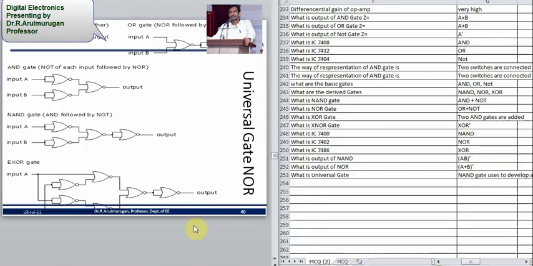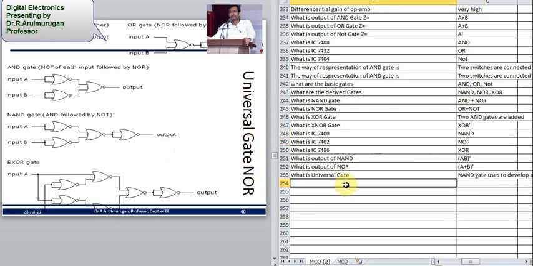Similarly, one more combination: the universal gate NOR gate. What is the ready-made NOR gate? The NOR gate IC is 7402. Is it possible to use the NOR gate to develop the NOT gate, AND gate, NAND gate, XOR gate? Yes, it is possible. That is called a universal gate.